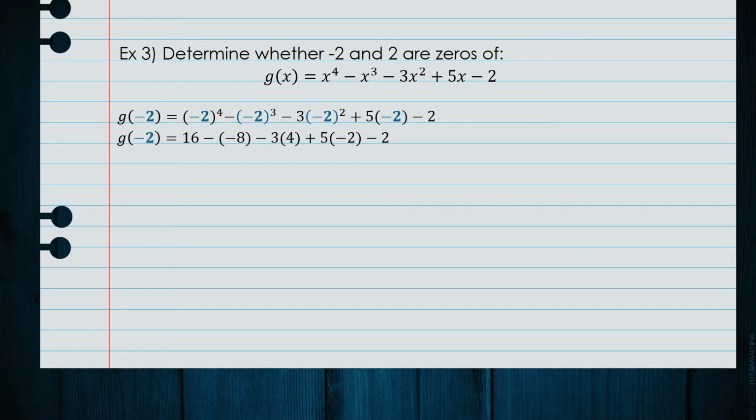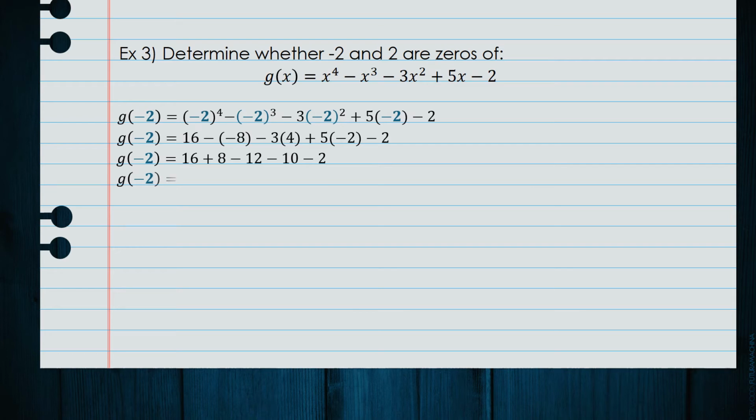Now we're ready for multiplication division. As we move left to right, first we see the opposite of -8. The opposite of -8 creates a +8. Next we see -3 times 4, which creates a -12. Then we see a 5 times a -2, which gives us -10. Now that we've done all the multiplication division, we're ready for addition subtraction from left to right.